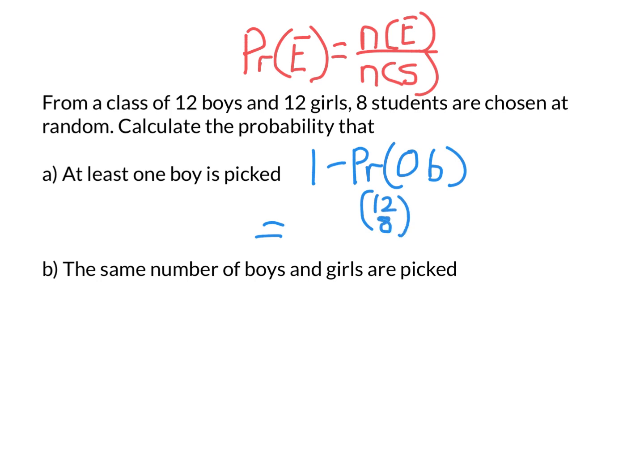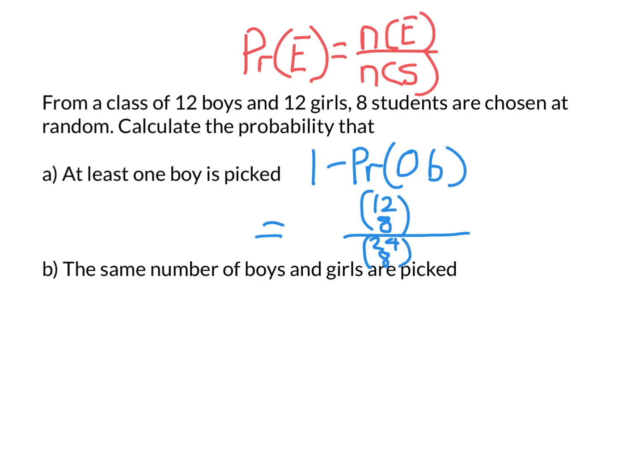I'm using the bracket notation here. So you're picking 8 girls from 12. If there are no boys, that's how many there are in total. Now, what is the total number of ways that you can pick 8 students from a group of 24? Well, that is 24 choose 8. So the probability you pick no boys is this.